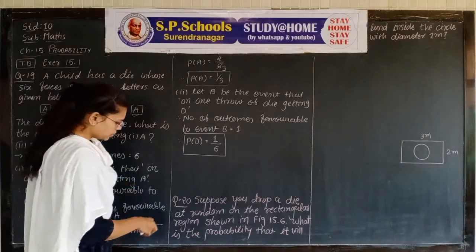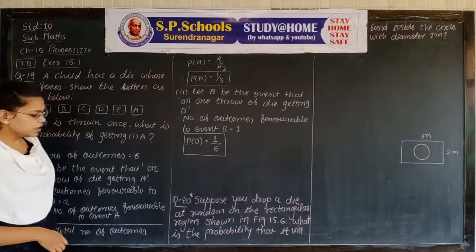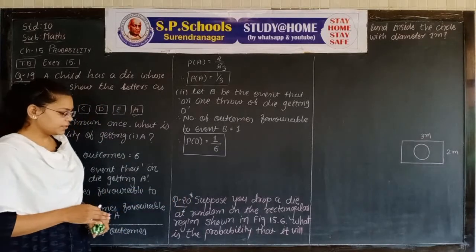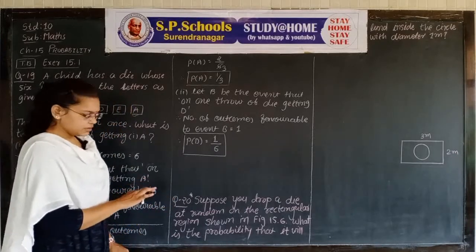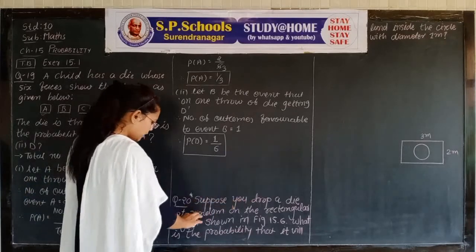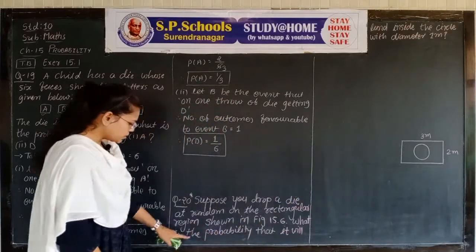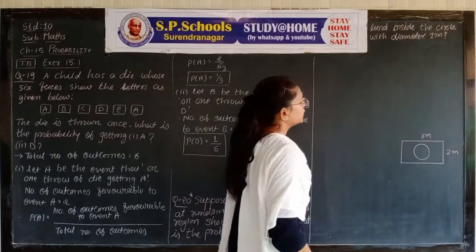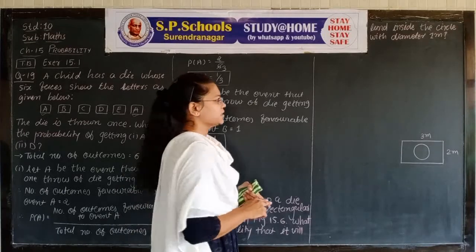Now see the 20th number. The 20th number given in our textbook is a star question. It is not asked in our examination but is somewhat important. That's why we have to complete it. Suppose you drop a dice at random on the rectangular region shown in figure 15.6. One figure is given. What is the probability that it will land inside the circle with diameter 1 meter? The dimensions are given. The rectangle has a length and breadth and the circle has a diameter.